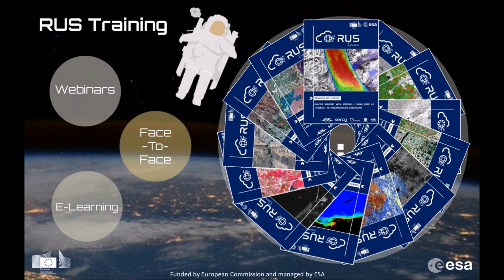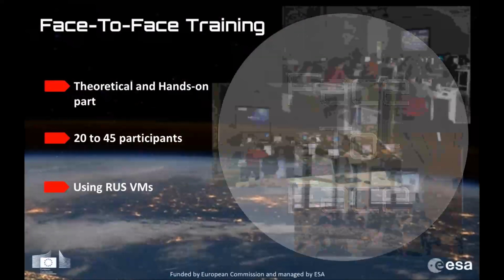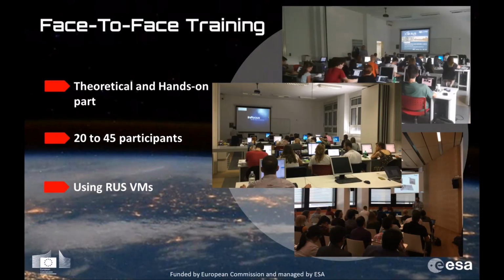So the face-to-face trainings, these we organize, they're not quite as regular as the webinars. Usually we can have one every 2 months, it depends. Some times of the year are more busy than others. Usually the face-to-face sessions consist of a theoretical part and a hands-on part. We can accommodate between 20 to 45 participants.